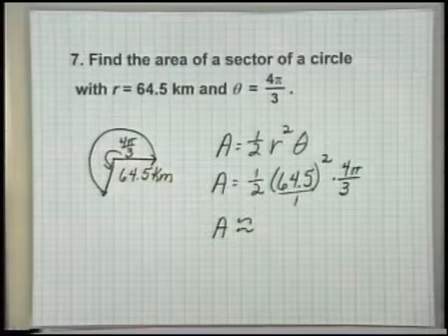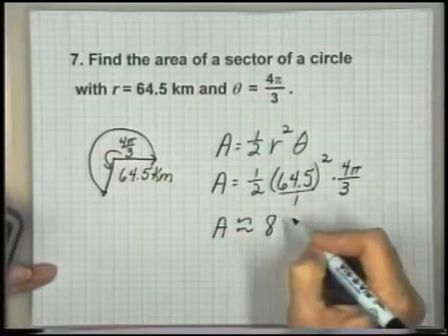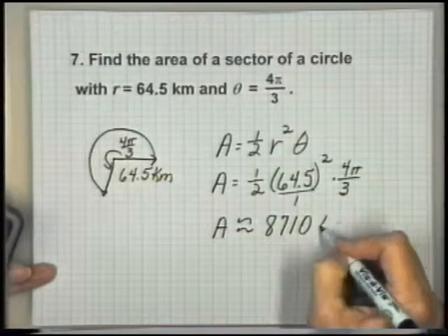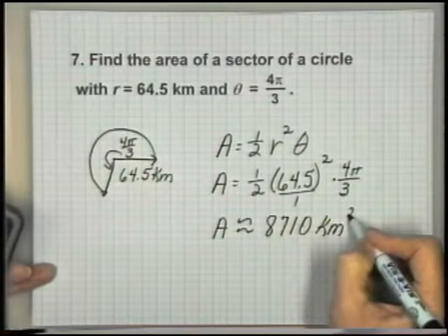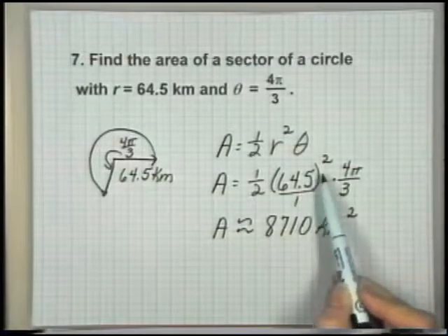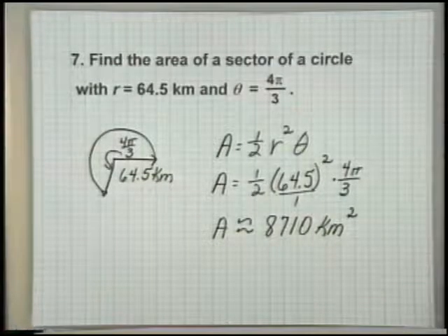And I get 8,713. If I just need 3 significant digits, that would be 8,710. And once again, that's area, that's kilometers squared, and you get it when you square that 64.5, that's kilometers.